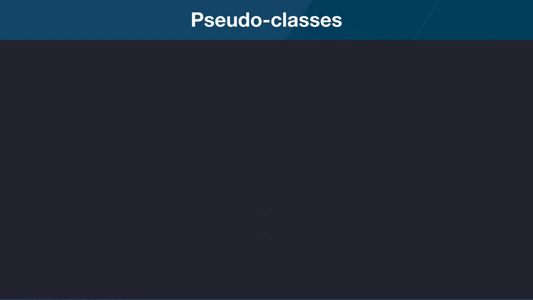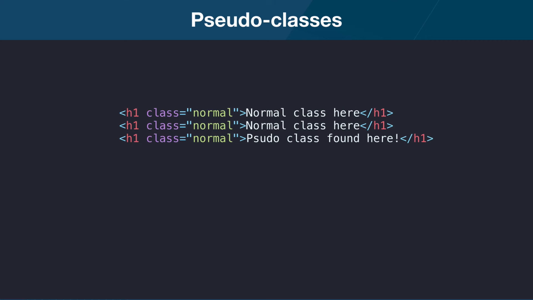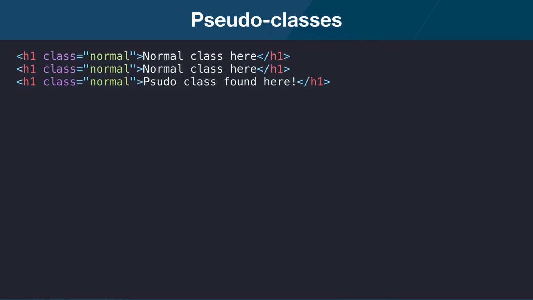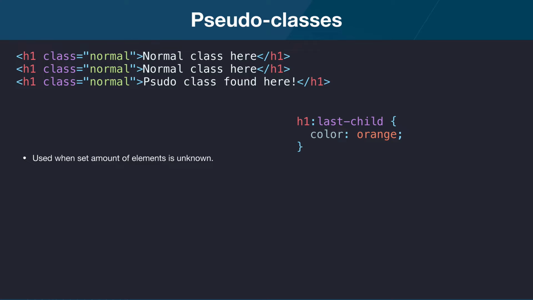With classes, we also get something called pseudo classes. So if we had all of these normal h1s, and then we wanted to select just the last child on our page, we could do that by saying h1 colon last-child, or in our case, h1 is the pseudo class found here. That last element on this page is the last element within that scope. So the last one gets the color orange while the other two are unaffected. This is really useful when the number of elements is unknown.